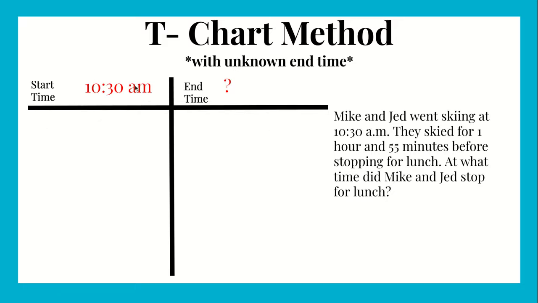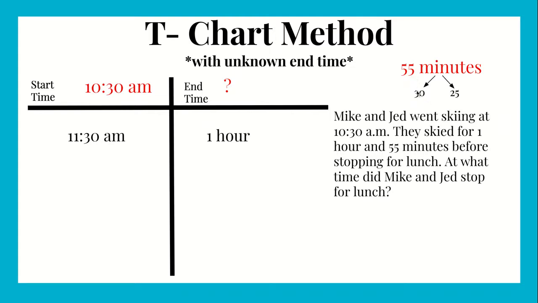So let's try it. My first thing is I'm going to deal with that 1 hour. So I'm going to fast forward 1 hour. If I started at 10:30 and I'm fast forwarding an hour, I'm going to get to 11:30. Now, I'm going to work on this 55 minutes here. It's hard for me to think, well, how can I add 55 minutes to this? So I'm going to actually use the break apart method, where I'm going to break down 55 minutes into 2 smaller chunks and then do one at a time. So I'm going to break 55 minutes up into 30 minutes and 25 minutes.